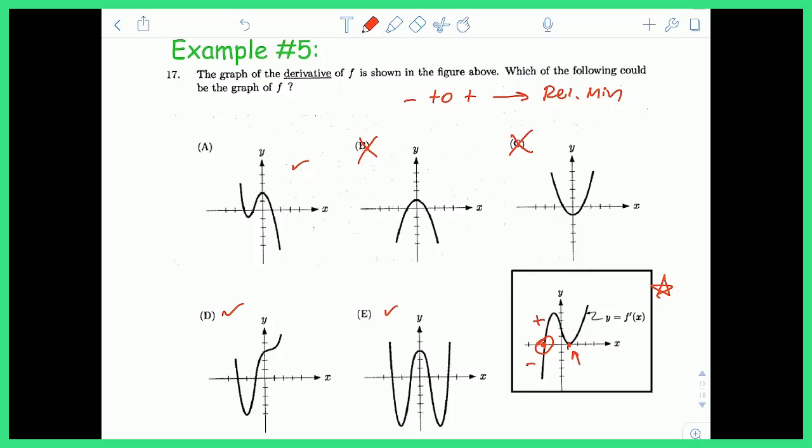And then what else do I know? I know that my derivative is going to be positive everywhere after. Positive derivative, positive derivative, positive derivative. So I know this function should actually never decrease again after x equals negative 2. It should never decrease again. So A's out because it decreases right here, and that's not what my derivative is showing. And E is out because my function turns and starts to decrease again.